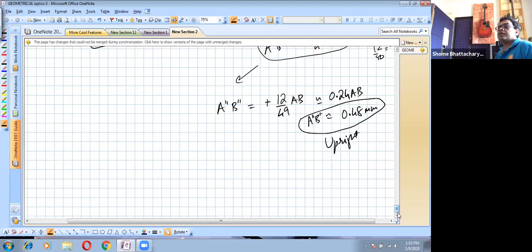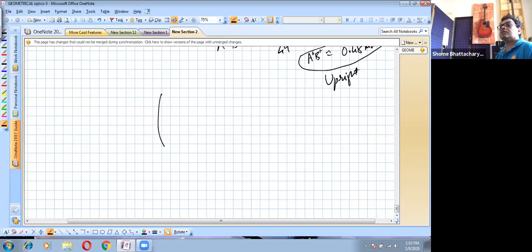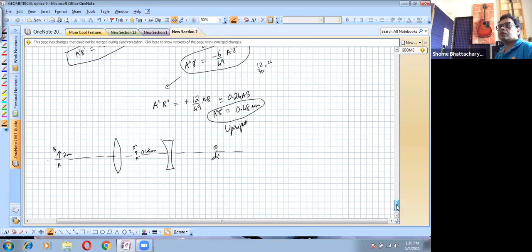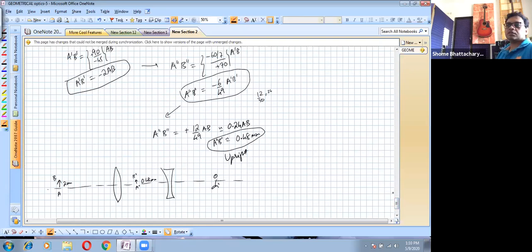So what we are learning finally here is that for this combination of lenses, we kept an object here of 2 millimeter size, and when we view from this side, we will see a virtual image somewhere here, which will be of 0.48. So it will not be obtainable on a photographic plate. It will be a virtual image. So it will be visible from the other side for collecting the paraxial rays.